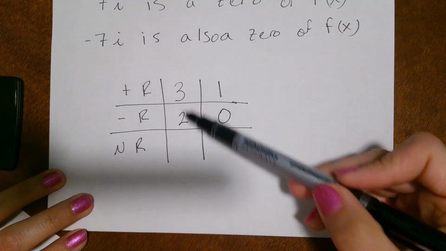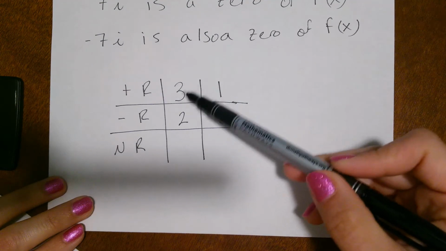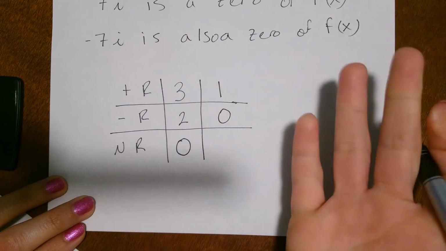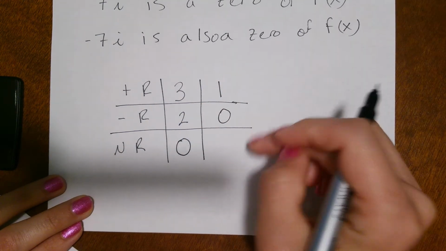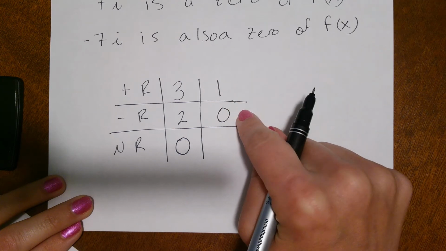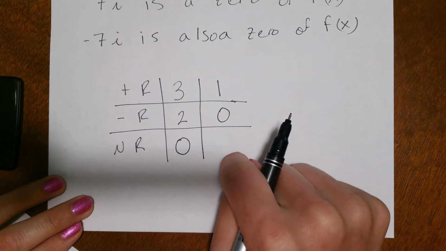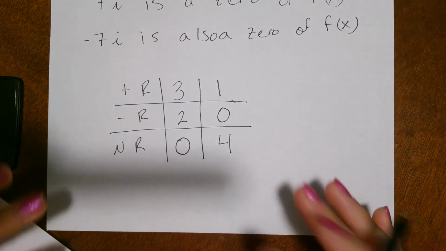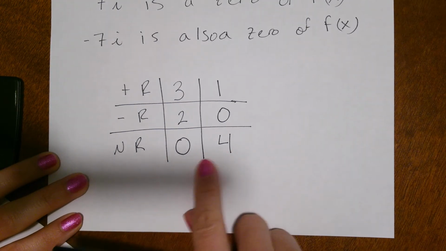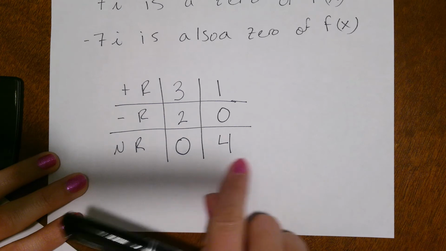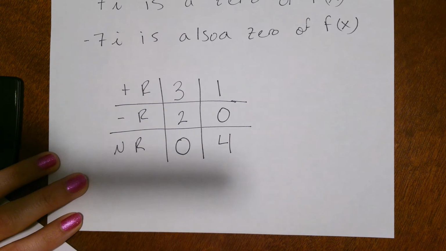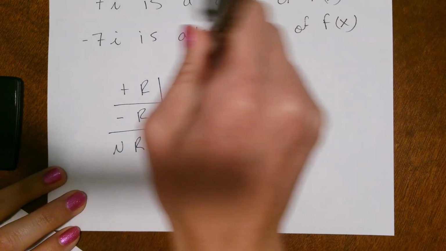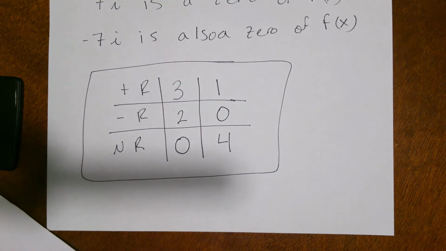So this first column, 3 plus 2, already gives me 5. So if I have 3 positive real and 2 negative real, that tells me I have no non-real. All my solutions are real. In the second situation, if I have 1 positive real and 0 negative real, this still has to add up to 5, so I need 4 more. A good indicator that you figured this out correctly: your non-real, remember by the conjugate zero theorem, they have to come in pairs. So if all the numbers aren't even, then we know we made a mistake somewhere. So these are the possible situations for that 5th degree polynomial.